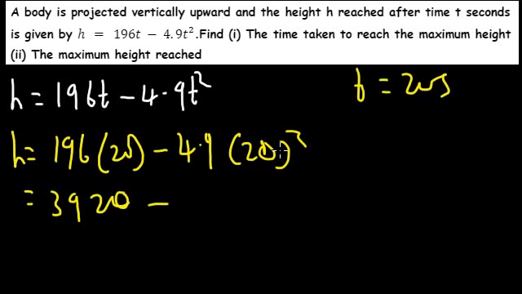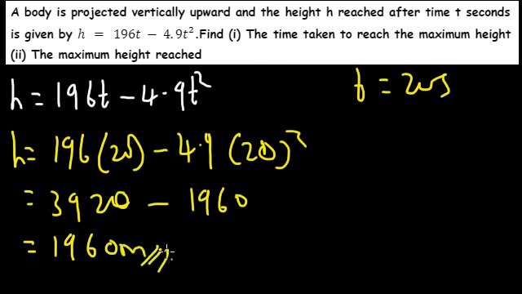So if we multiply that with 4.9, 4.9 times 400, we have 1,960. So if we subtract the answer from 3,920, we get 1,960 meters. So that is the maximum height reached by the particle when it is projected vertically upward. And that is the solution to example number 4.